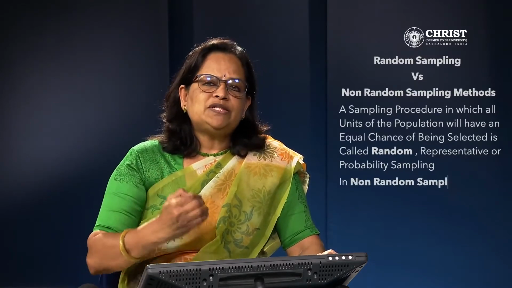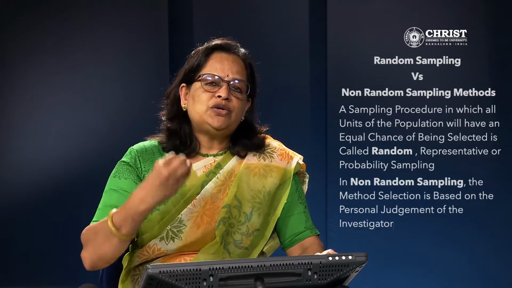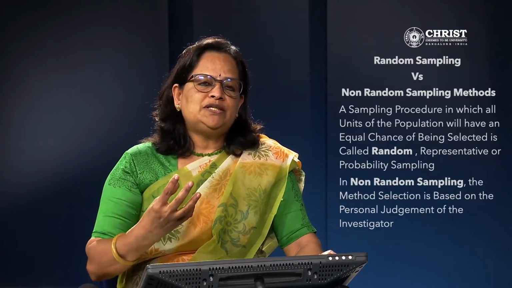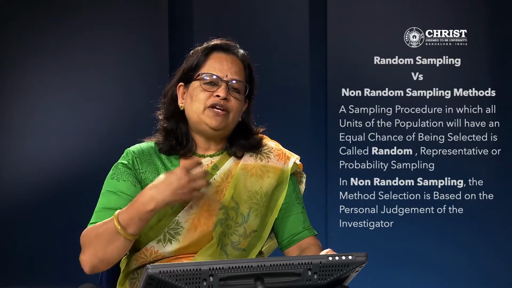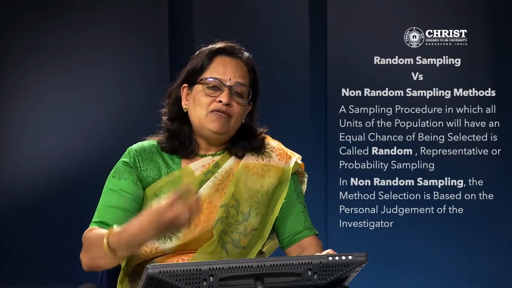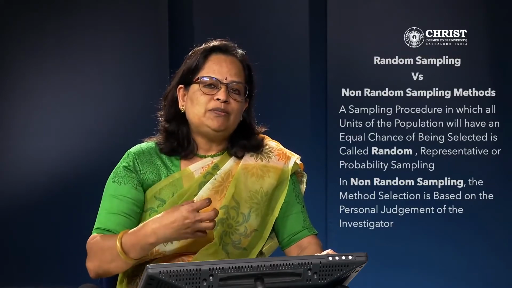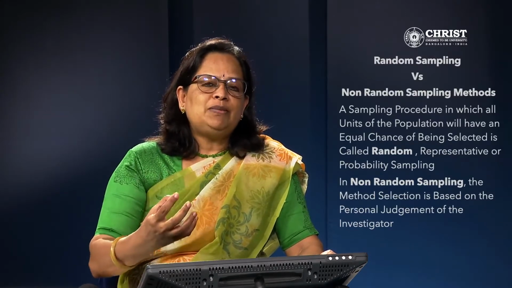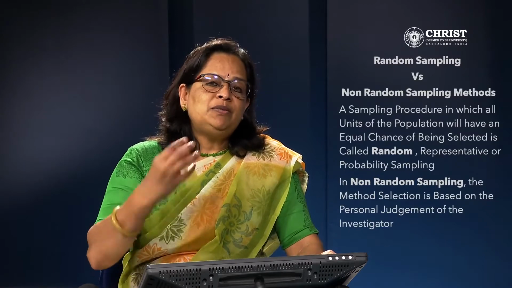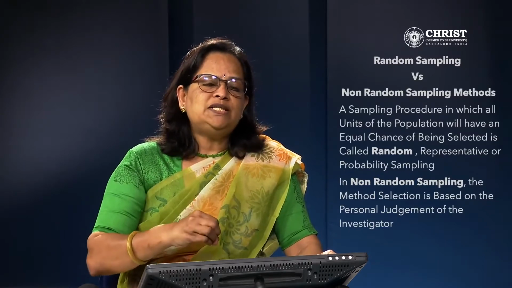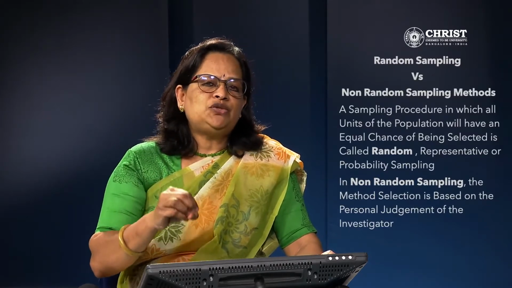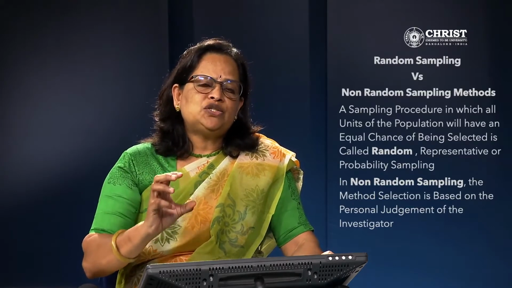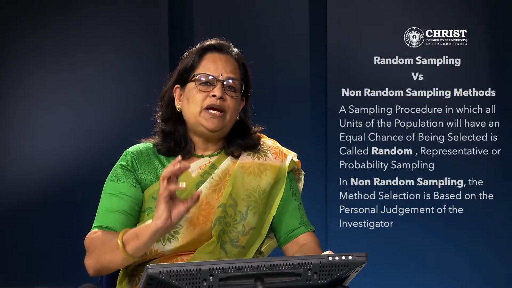Whereas the non-random sampling method is based on the personal judgment of the investigator. See, if I want feedback about my class, I will select 10 students who are close to me. So they will give good feedback about my class. That is non-random sampling. This is not an accepted method because here I am using my personal judgment and my association with the students. On that basis, I am selecting the students for the study. So that will be non-random sampling.